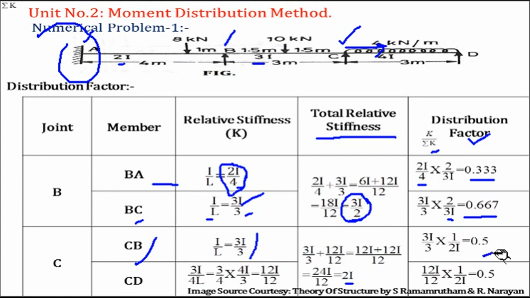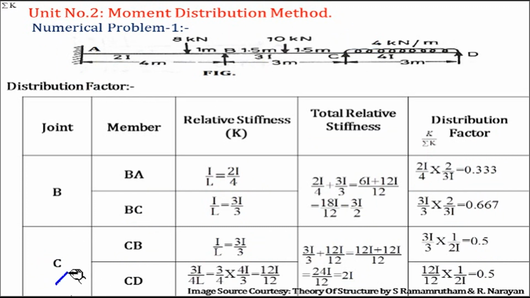So we are having 0.5 distribution factor. Now before that, let us consider joint C. For joint C, the first member connected is CB. So write down member CB. Now B end is the far end for joint C. So the far end is continuous, so relative stiffness is I upon L.